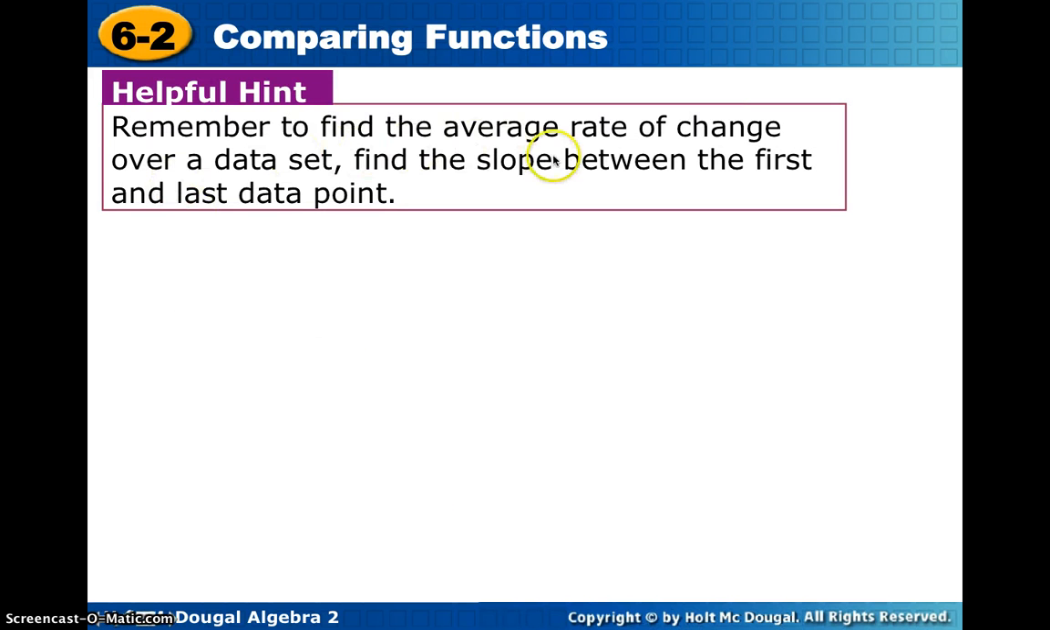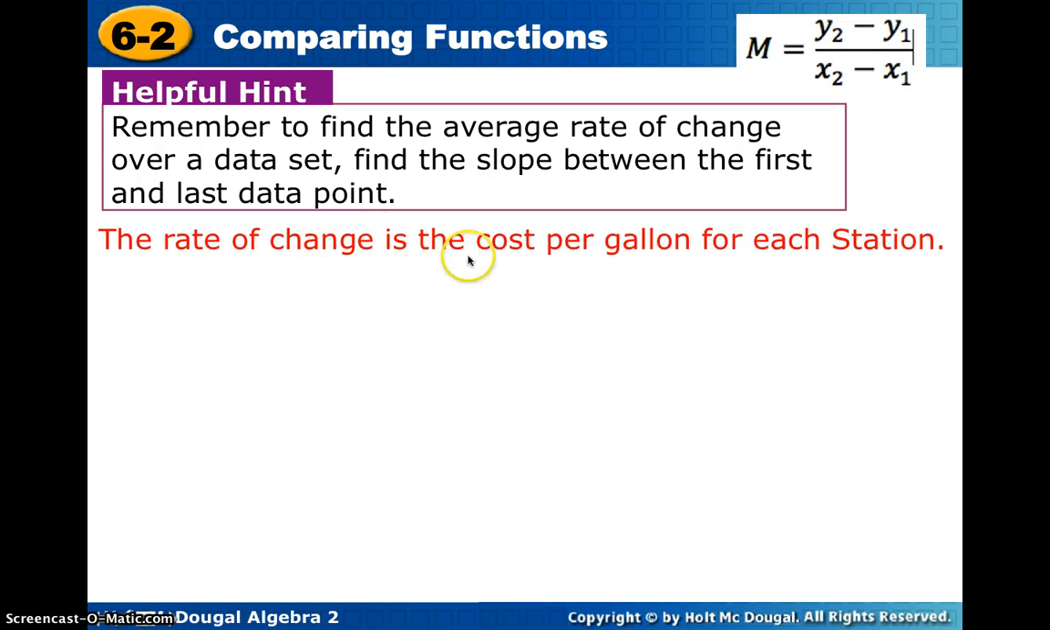Remember, to find the average rate of change over a set of data, find the slope between the first and last data points. So I'm not just going to pick any random points to use for my slope. I'm going to use the first point and the last point. I'm going to use the points that cover the widest range of material in order to find my slope. So the rate of change is the cost per gallon for each station. So when I find the slope, it's going to tell me what the cost is at each gas station. Now remember, this is the formula we're going to use for slope: y2 minus y1 over x2 minus x1.